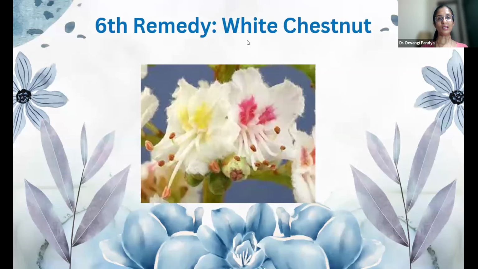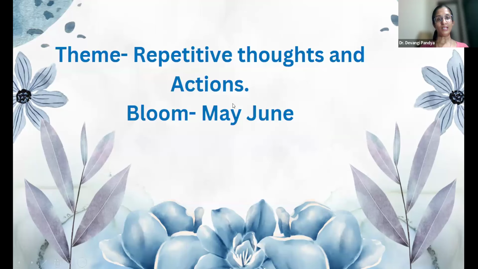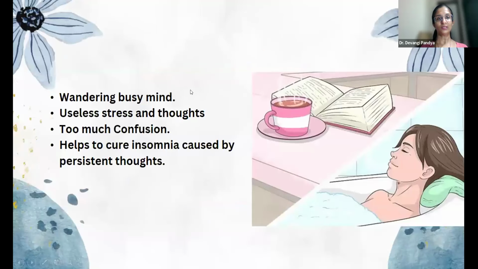Now the sixth remedy is white chestnut. White chestnut has repetitive thoughts and actions. There is wandering of mind because of the repetitive thoughts which are useless, which are filled with confusion. And because of the persistent thought, there would also be insomnia.